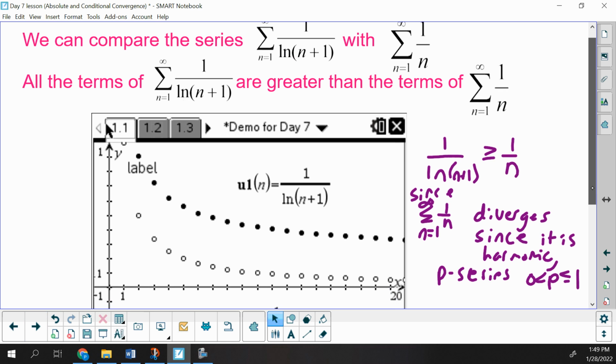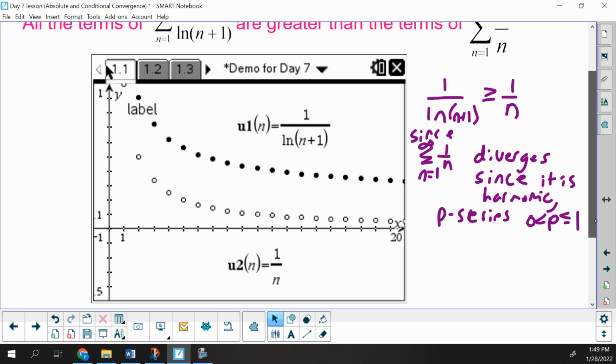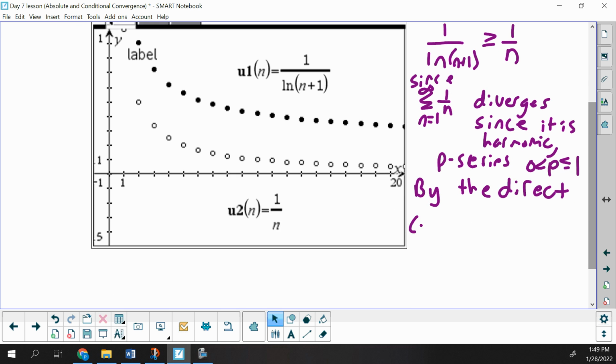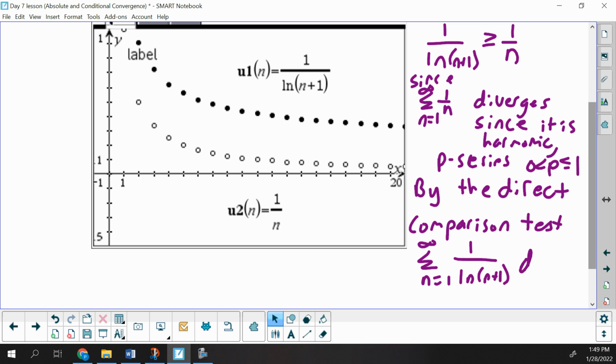So, since that diverges, anything bigger than it will also diverge. So we can say by the direct comparison test, our series n equals 1 to infinity of 1 over natural log of n plus 1 diverges.